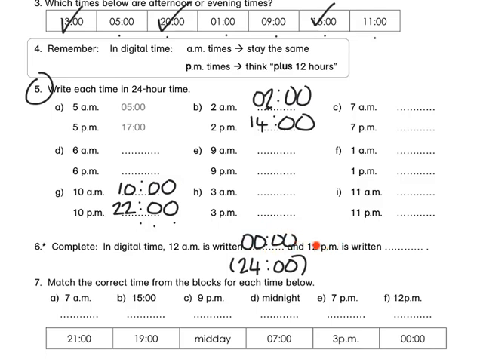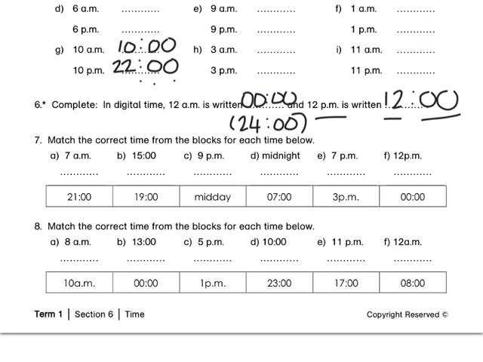12 p.m. is the very start of the afternoon. This is our exception, it's quite difficult, but you must just remember that midday means halfway through the day, so 12 hours of the day have passed. So 12 p.m. we write as 12:00. Let's continue on to question 7.